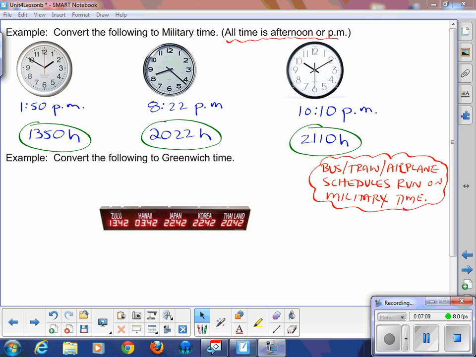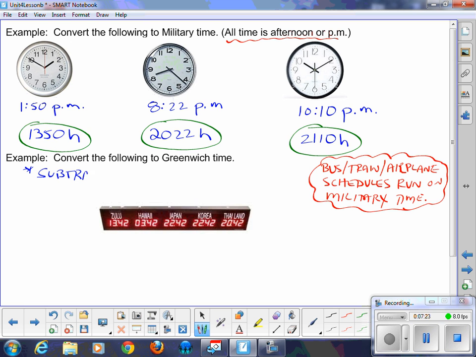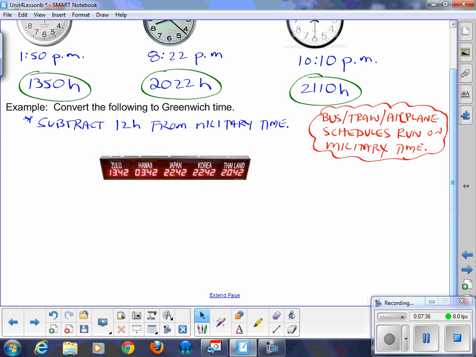Okay, so the next part here, convert to Greenwich time, and that's the one we're used to. So if it was adding 12 hours to go to military time, we have to subtract 12 hours from military time. So we're going to do the opposite. So I have an example here. This is a time clock that you might see maybe at an international airport, government facilities if you have locations, or stock markets. So we'll look at each one individually.